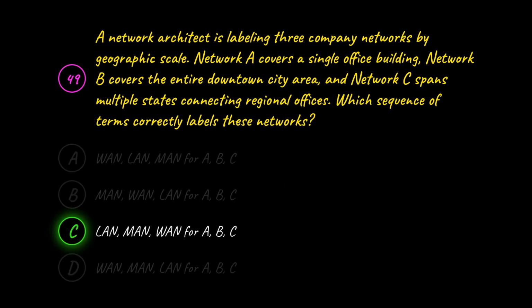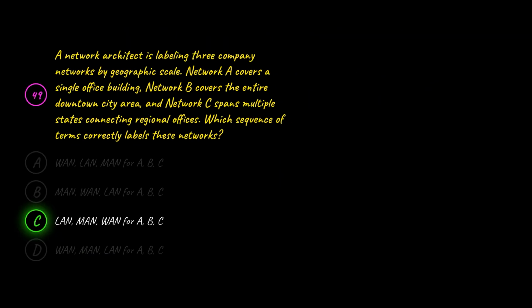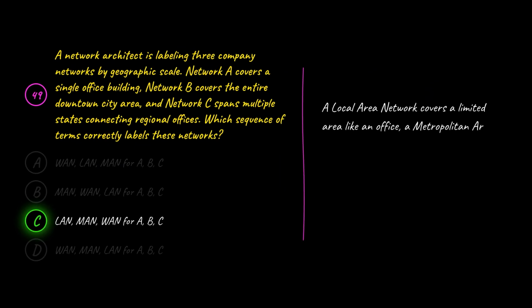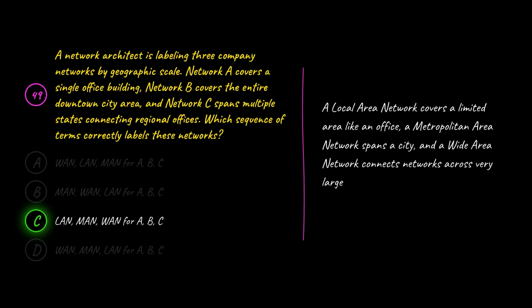The correct answer is C. LAN, MAN, WAN for A, B, C. C is correct because a local area network covers a limited area like an office. A metropolitan area network spans a city, and a wide area network connects networks across very large geographic areas like multiple states or countries.